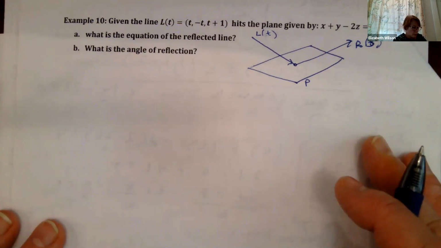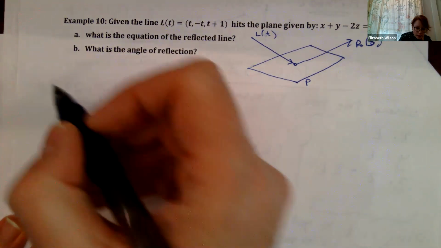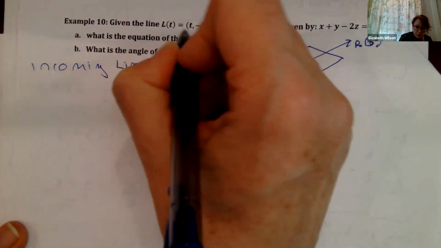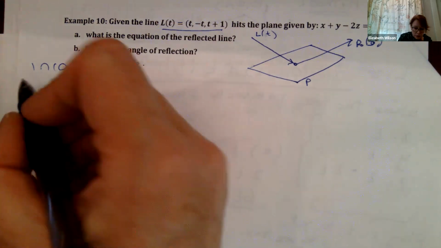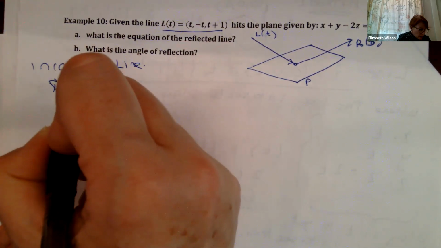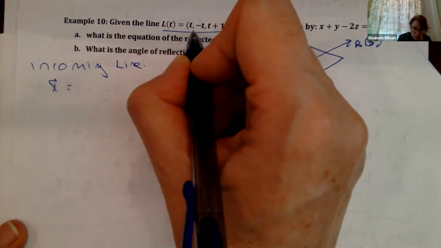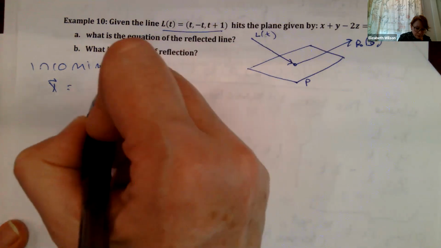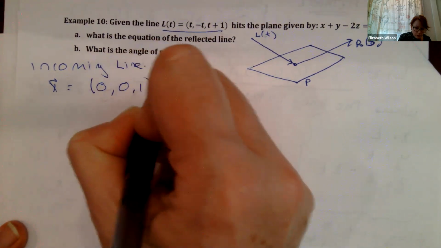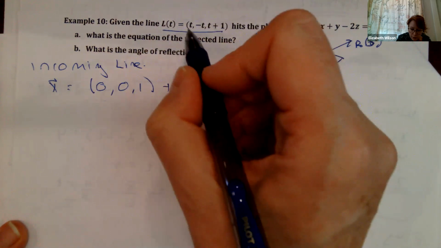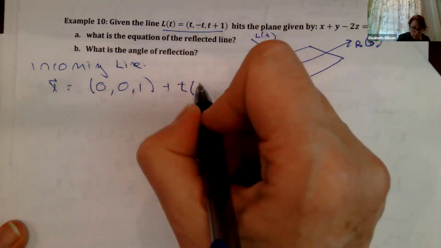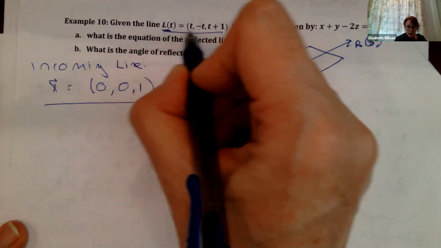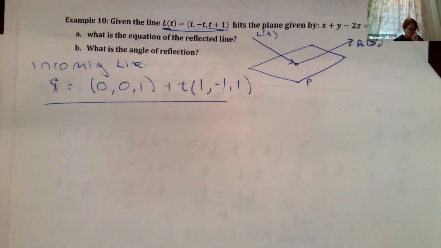We'll take these piece by piece. Let's break up our incoming line. I'm going to rewrite this, I like it as a vector equation. So x equals, my point is going to be 0, 0, 1 plus t times my vector. My coefficients are 1, minus 1, and 1. That's my incoming line, and I just rewrote it because I like it in this form better.